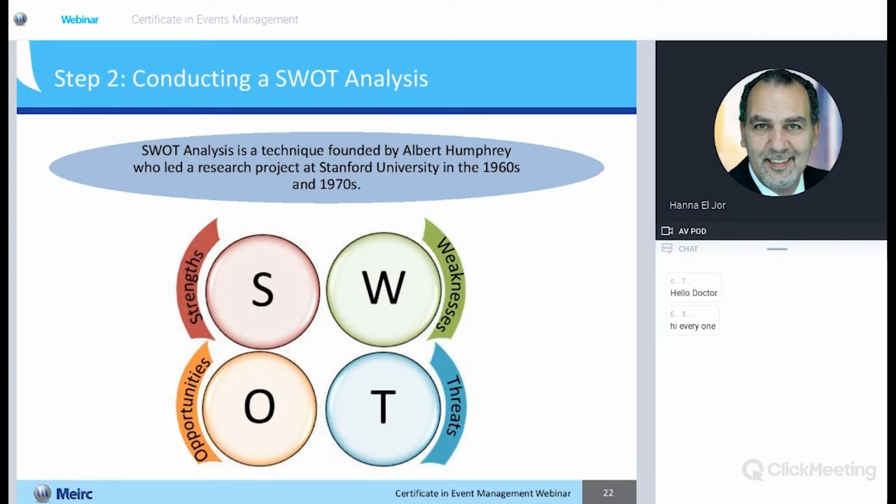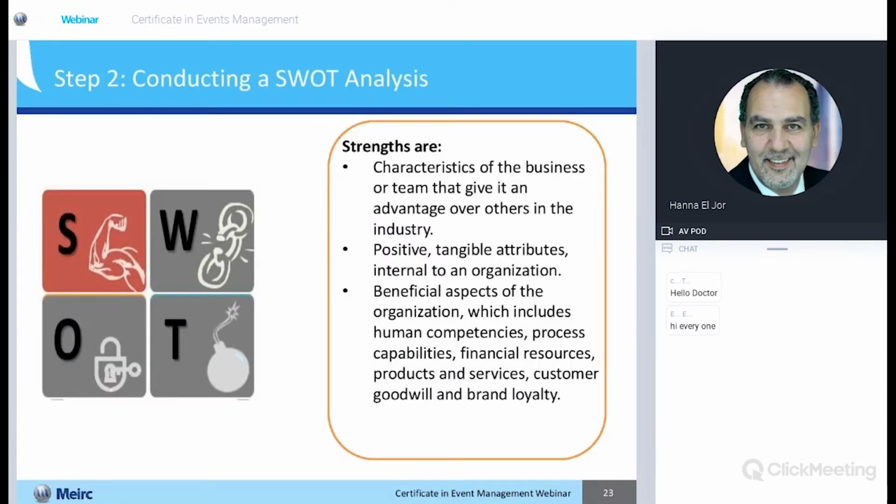So do spend your time on a SWOT analysis. A SWOT analysis must be honest. A SWOT analysis must be transparent, so we get accurate information. The strength, as we said, these are any kind of characteristics that a business or an organization or a team will work to their advantage.